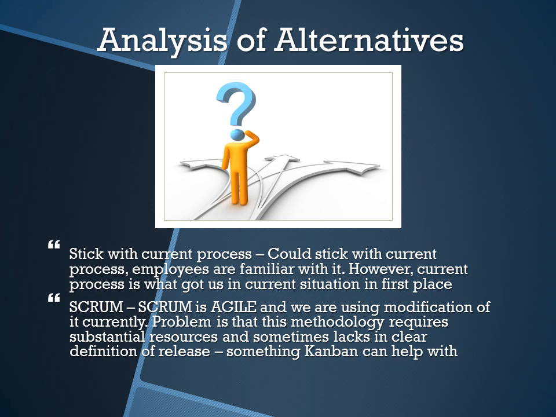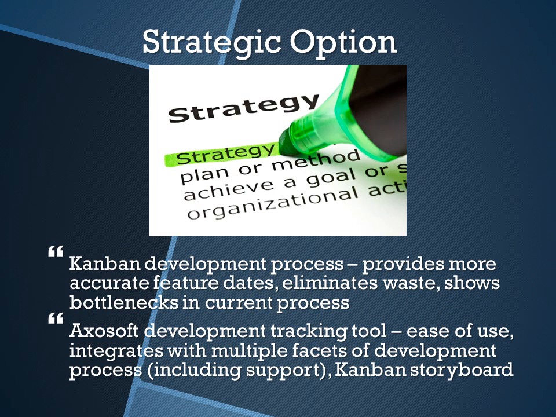Scrum, which is another form of agile development, we could use that. The problem with Scrum, however, is that it requires a substantial amount of resources, and as a small software development company, we don't necessarily have those resources. And also, it sometimes lacks a clear definition of a software release. This means that you may make a whole bunch of changes to the software, however, they may be scattered and ultimately not provide a good sense of, hey, this is what's coming in the next upcoming release, which is something that Kanban definitely helps with.